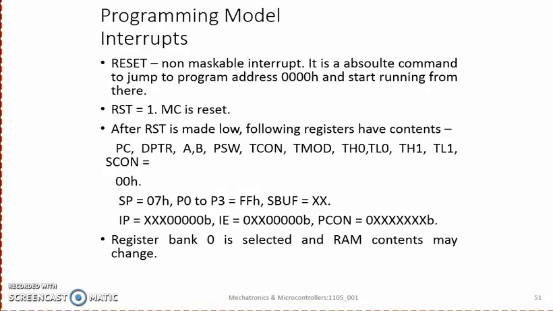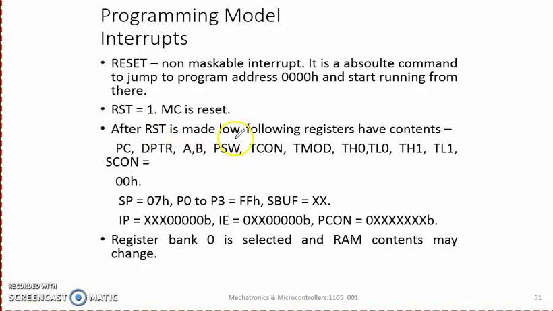Now we have maskable and non-maskable interrupts. For maskable interrupts, the processor can delay in servicing such interrupts, whereas non-maskable interrupts are the interrupts which the processor or the controller has to service at that instant of time itself. One example of a non-maskable interrupt is reset. It is an absolute command to jump to program address 0000H and start executing from there. When reset is equal to 1, the microcontroller is reset.